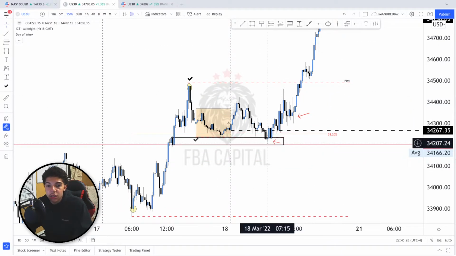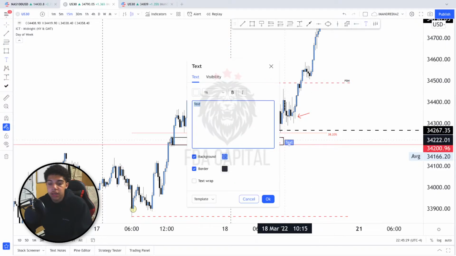So now that we see all these things, we're going to start to annotate it. So at 7:15, that's when we got this. We have the low of the day at 7:15 a.m. Plus we had that fib long, 38.20% from the previous day's high, previous day's low.